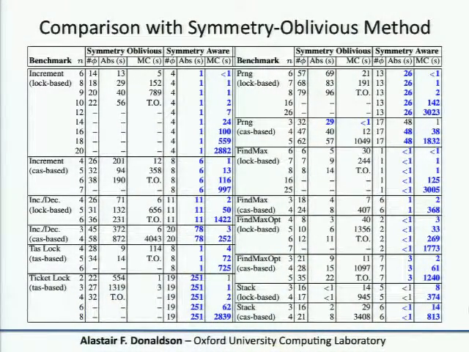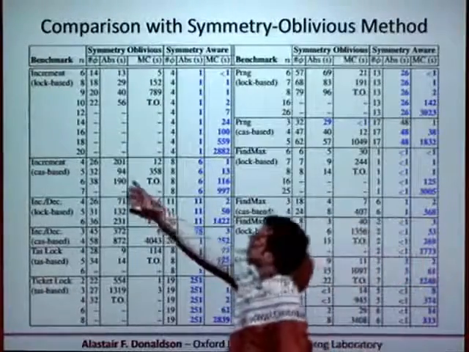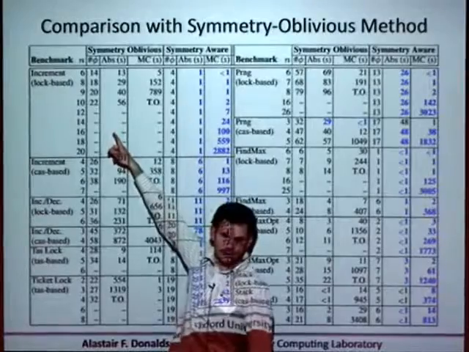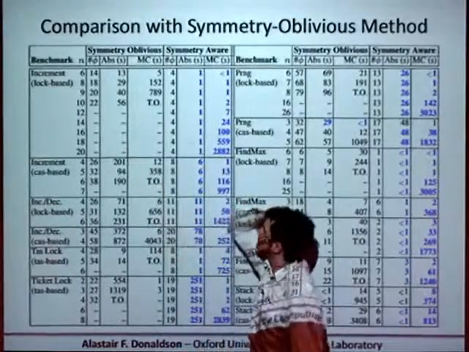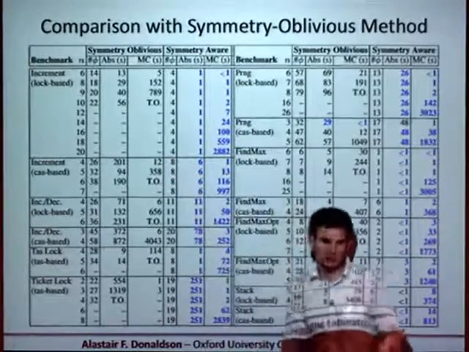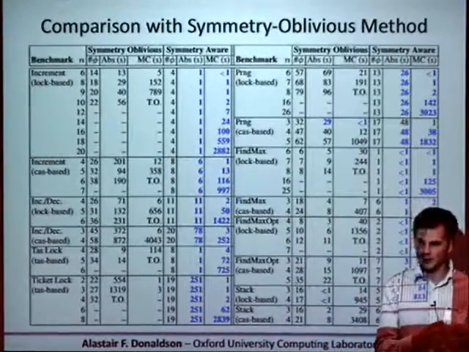So you can see here we have the number of predicates required for the symmetry oblivious method, which you can see grows with the number of threads. The number of predicates required with the symmetry-aware method is independent of the number of threads, because this is the number of generic predicates.